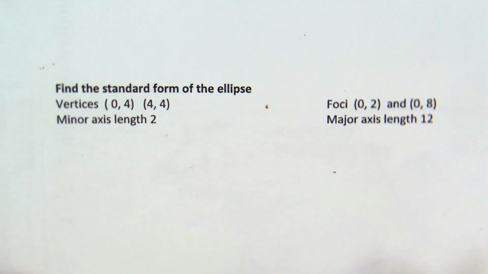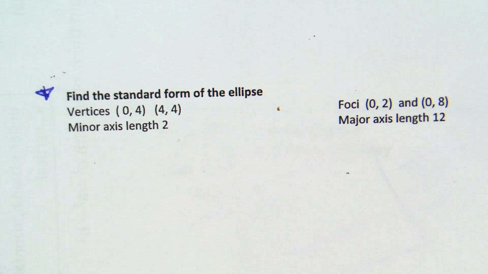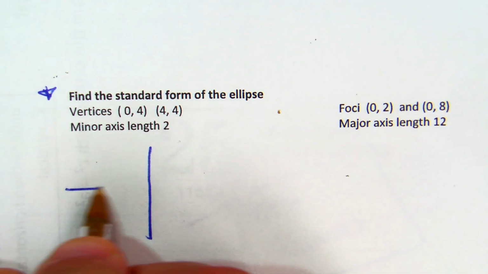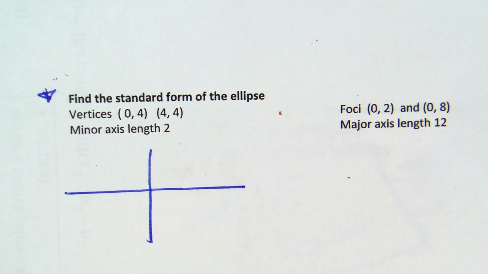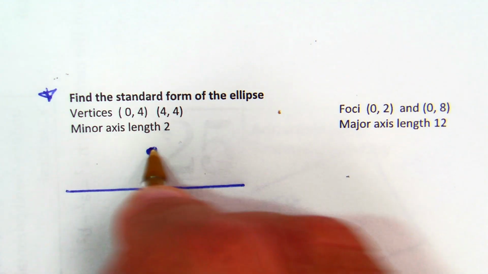So if I look at this one, find the standard form of the ellipse with vertices at 0, 4, and 4, 4, and a minor axis length of 2. So there's my graph. My vertices are at 0, 4, and 4, 4.